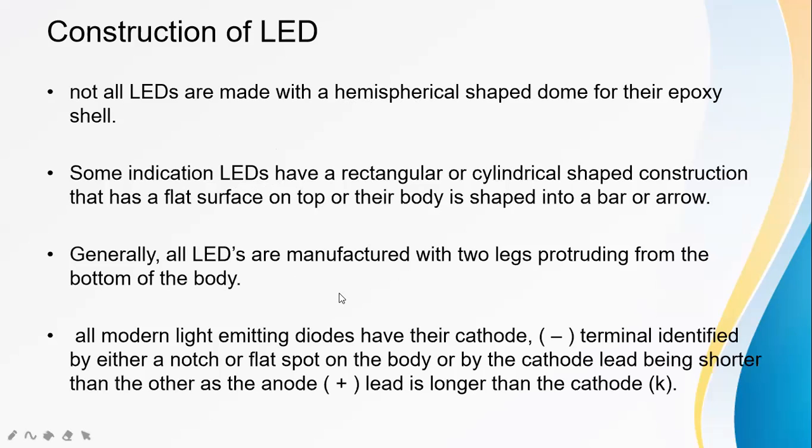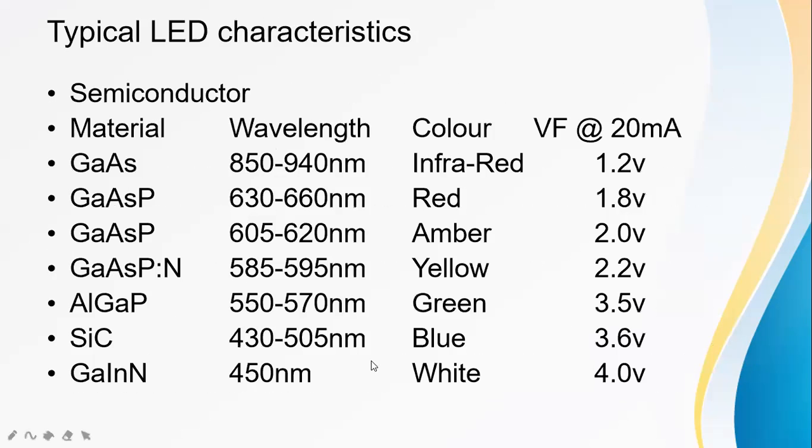Generally, LEDs are manufactured with two legs protruding from the bottom of the body. One is the anode and the other is the cathode. This we already know. For identification of the cathode, there will be a notch or flat spot on the body.